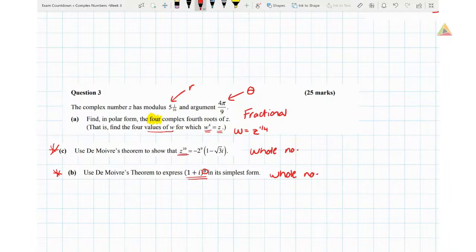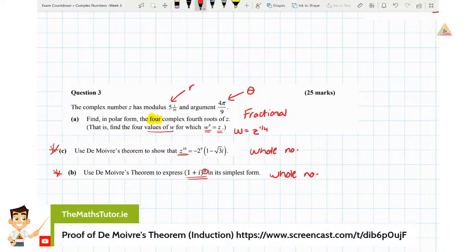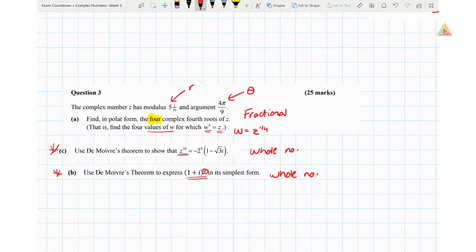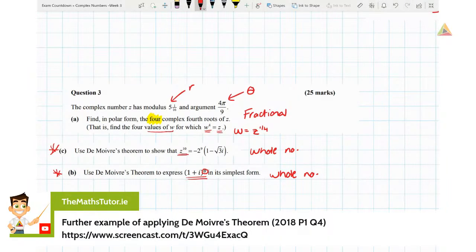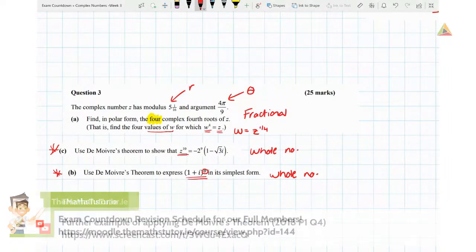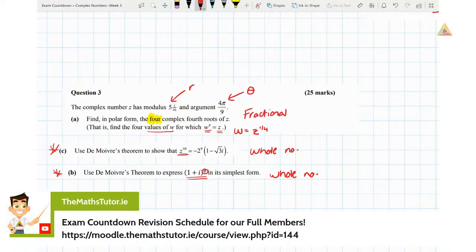Again, don't forget with the Myers theorem, you need to be able to prove it by induction. So I've given a link to that in the chat. And there's also another example there from 2018 of applying the Myers theorem with a whole number power. Okay, so hopefully that was of some use to you, and hopefully it gave you a better insight into the uses of the Myers theorem and how we work that out.